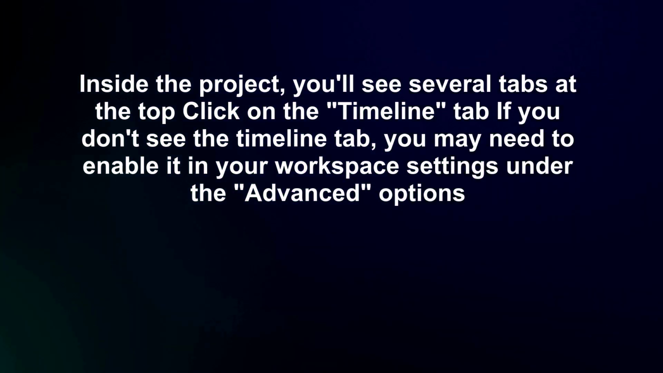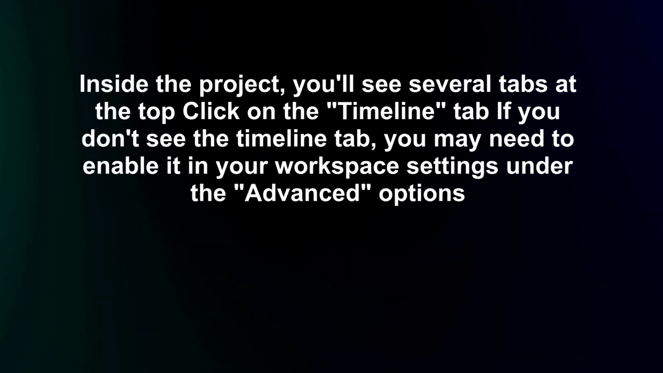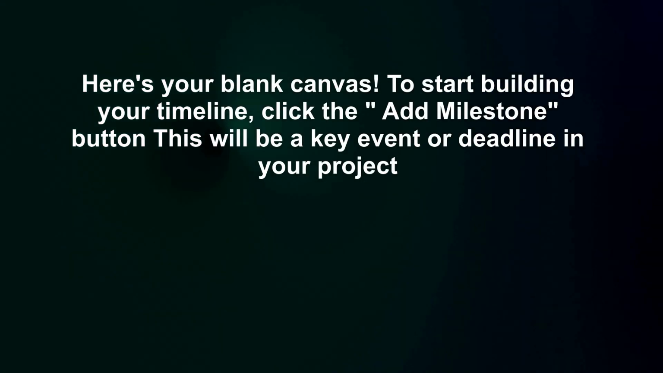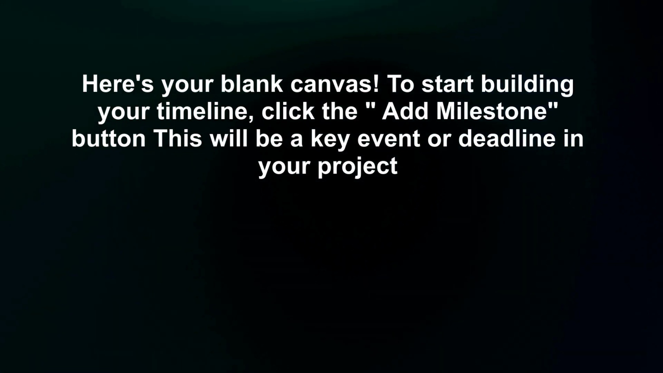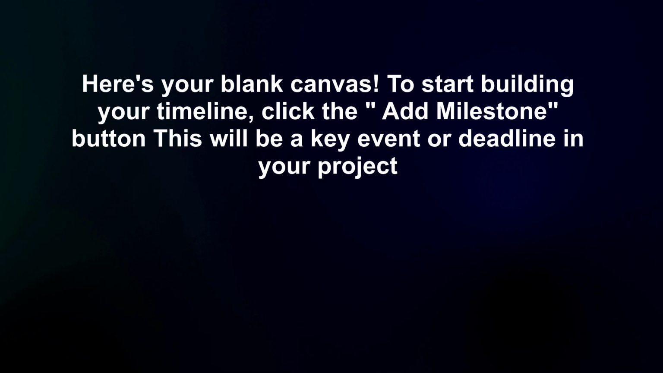If you don't see the Timeline tab, you may need to enable it in your workspace settings under the Advanced options. Here's your blank canvas. To start building your timeline, click the Add Milestone button. This will be a key event or deadline in your project.